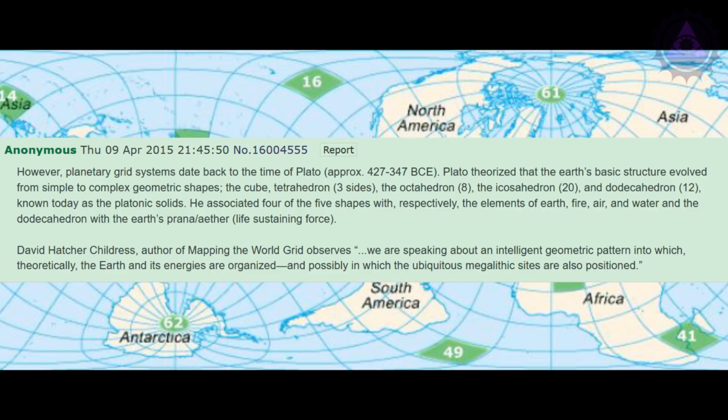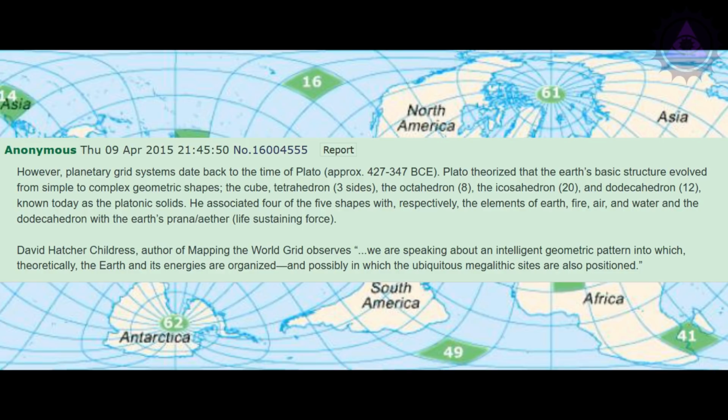However, planetary grid systems date back to the time of Plato, approximately 427 to 347 BCE. Plato theorized that the Earth's basic structure evolved from simple to complex geometric shapes: the cube; the tetrahedron, 3 sides; the octahedron, 8; the icosahedron, 20; and the dodecahedron, 12, known today as the Platonic solids. He associated 4 of the 5 shapes with, respectively, the elements of earth, fire, air, and water, and the dodecahedron with the Earth's prana, ether, life-sustaining force.